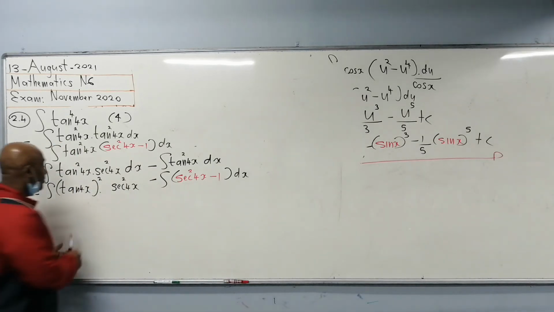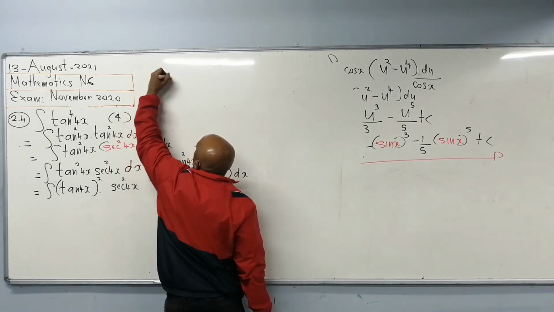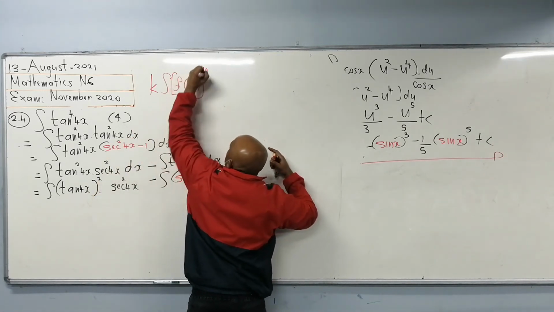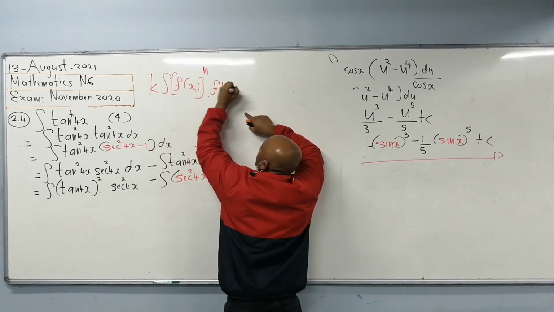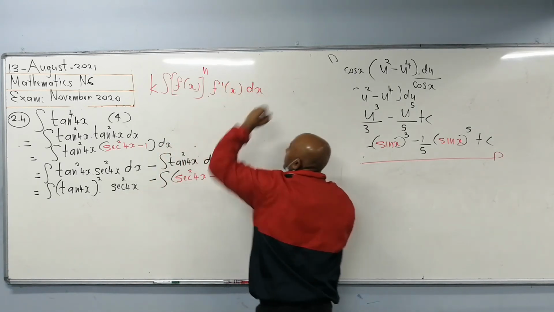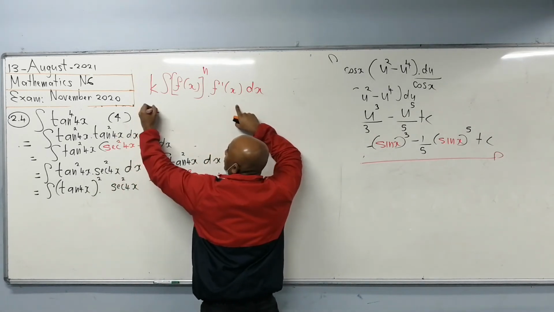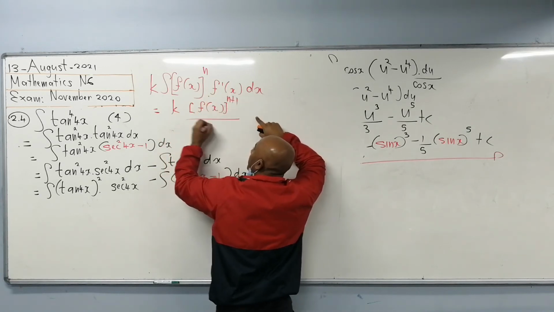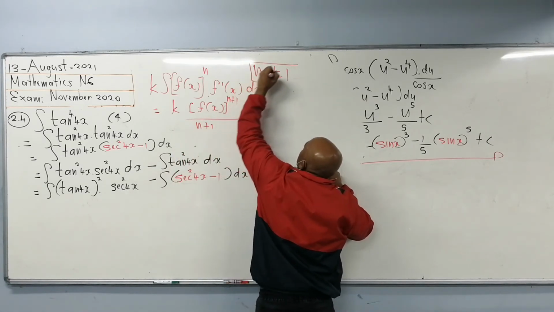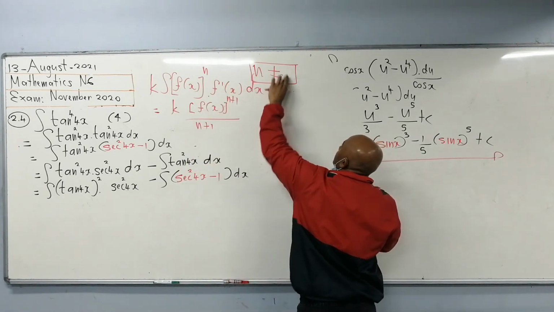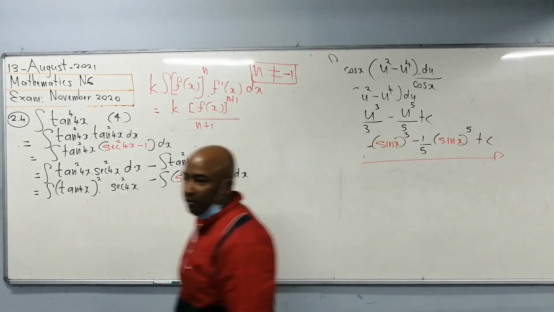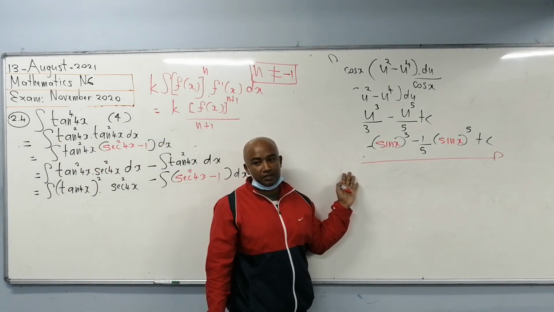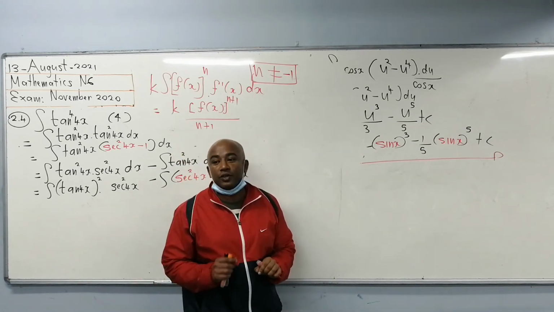Now, this is inspection. You must understand that I'm dealing with f of x. Your f of x is tan 4x, all raised to the power n, and the exact derivative, f prime x, is sec squared. Right. So if this is the situation, then my answer will be f of x to the power n plus 1 over n plus 1, provided your n must not equal minus 1. So it's all about exact derivatives. Even the previous example to this one, it was a waste of time to do u substitution. When I say waste of time, that means it will slow you down, but it's still correct.